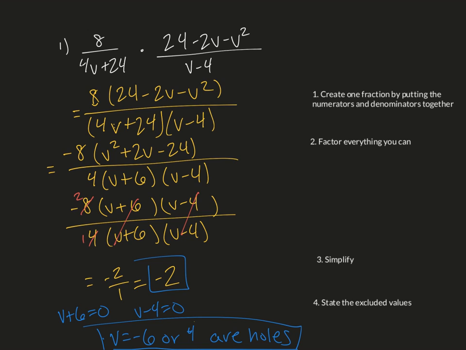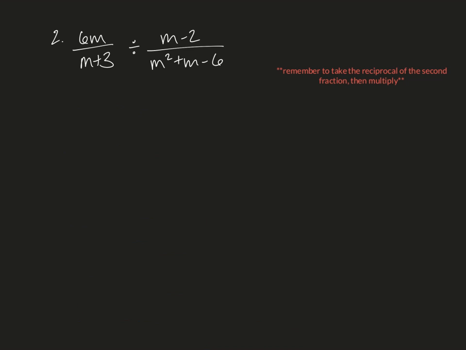You just have to remember when you're dividing fractions, you flip the second fraction, so you take the reciprocal of the second. All right, so like I said, we're going to do a division one right now, and the steps are exactly the same, except for at the beginning, we have to take the reciprocal of the second fraction, and then we will be doing multiplying, and again, looking for excluded values at the end.